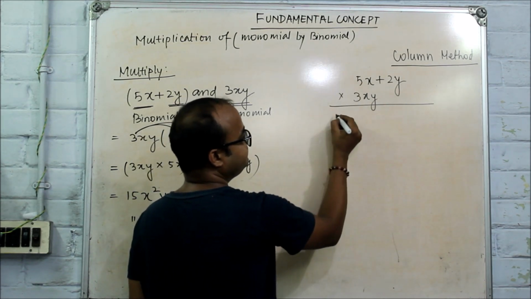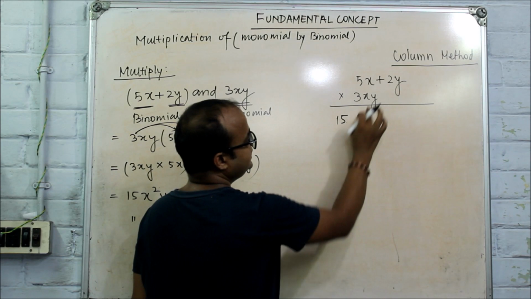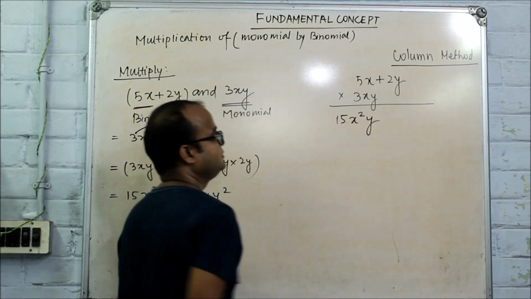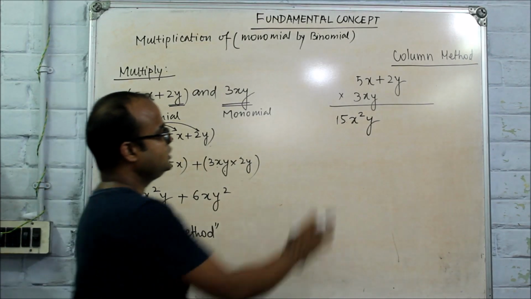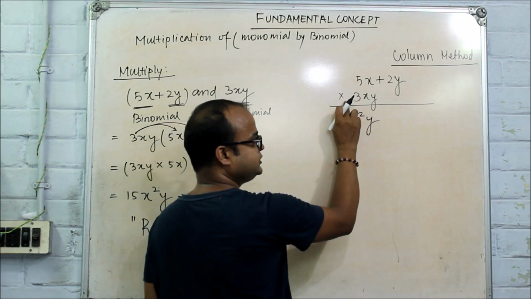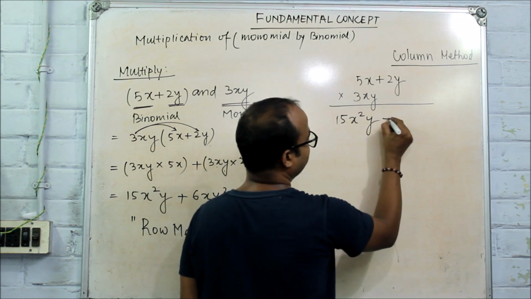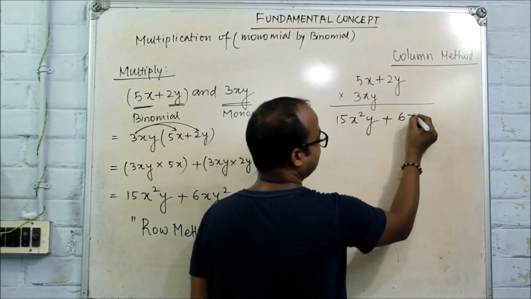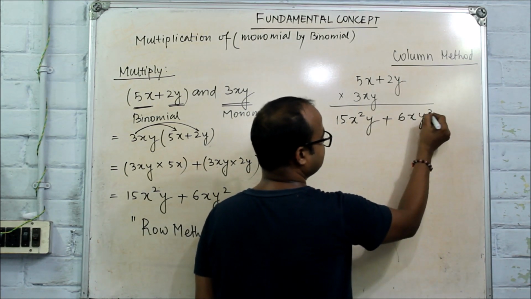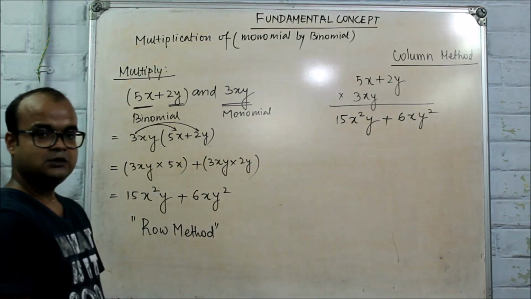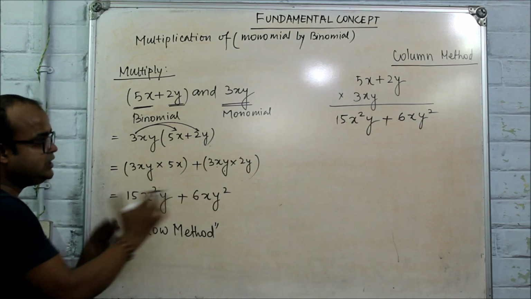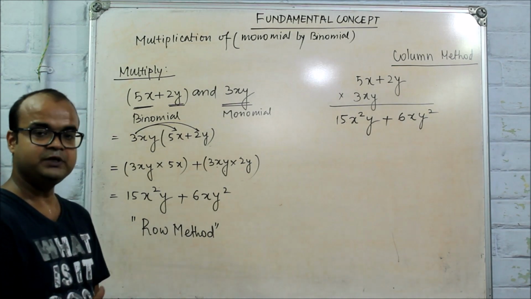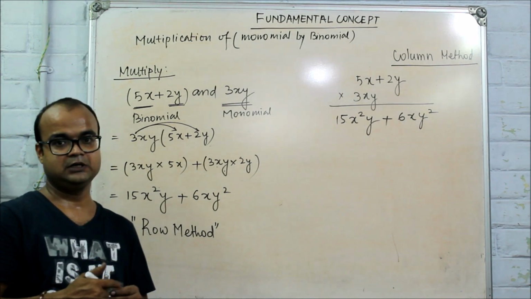So 5 3s are 15, x into x, x square into y. Now this 3xy sign is positive, plus into plus, plus, 3 2s are 6, x, y into y, y square. So in either way you can multiply a monomial with a binomial.